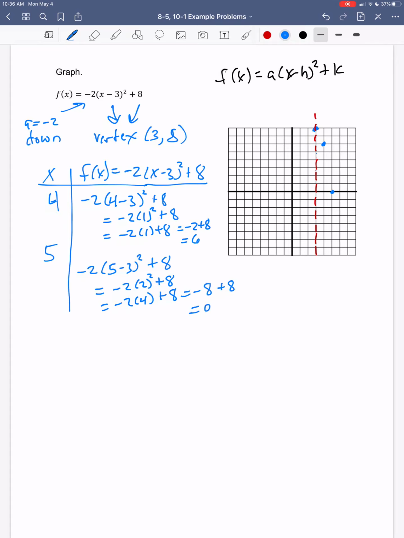So this is opening downward. It's also going downward more quickly than a regular parabola. It's a narrower parabola. I would have corresponding points on the other side of the axis of symmetry, so I sort of just flip them over, and that would be my parabola. It keeps opening outward and downward. Okay, so my vertex is at (3, 8). My axis is at x = 3.